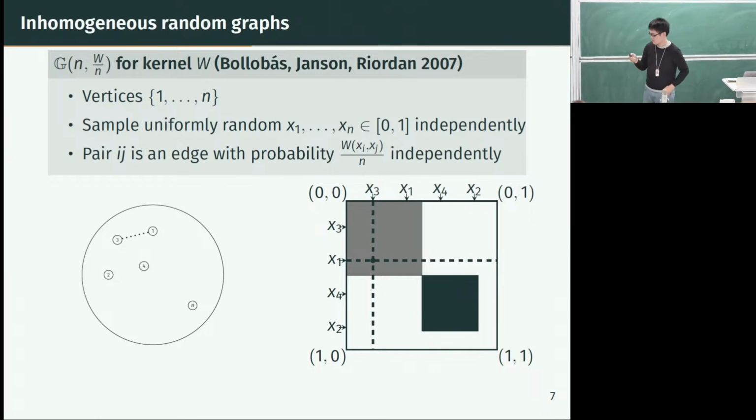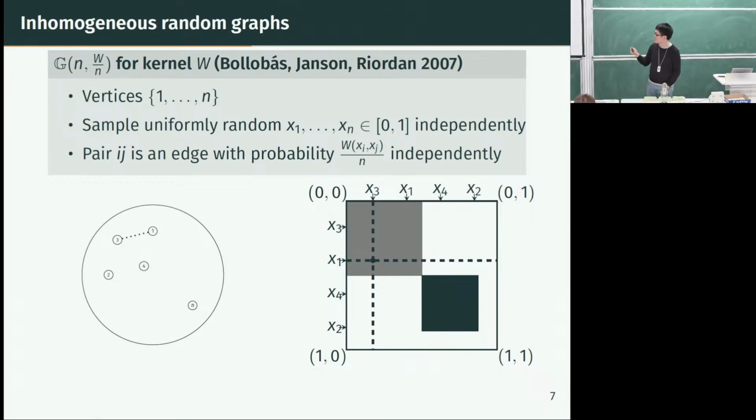Alright, sorry about that. Maybe I should clarify. Normally people talk about G(n, W), but for the purpose of this model, we have this over n. So you can write G(n, W) and then the probability is W over n, right?